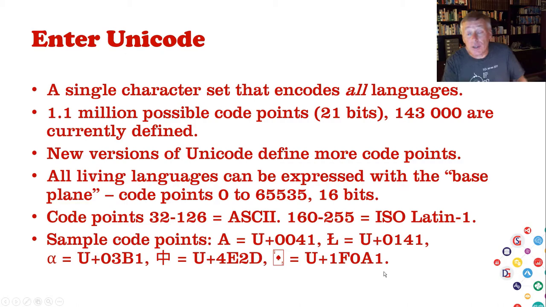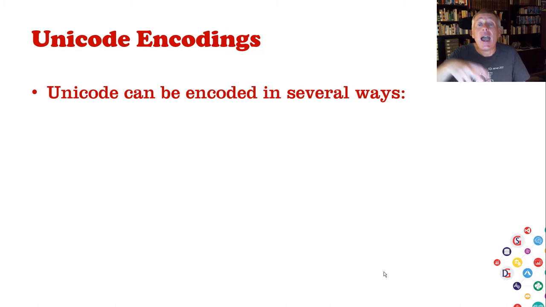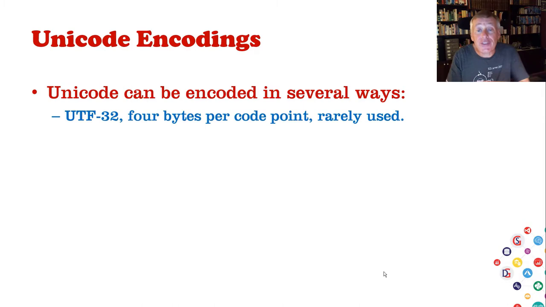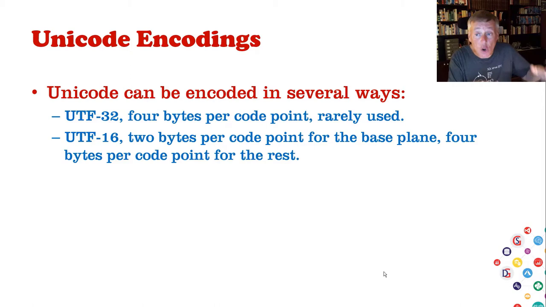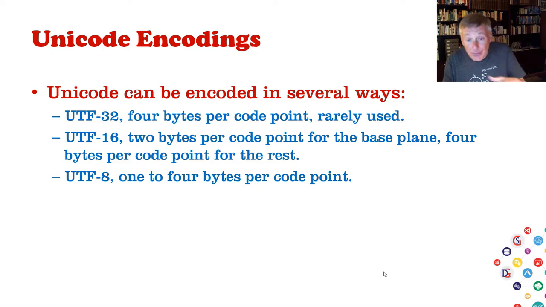Now, this is only the code points. In a computer, they also have to be encoded in some way, and that can be done in more than one way. A very simple way is UTF-32, completely fixed, 4 bytes per code point, but very rarely used in practice. There is also UTF-16, which uses 2 bytes per code point for the base plane, and then 4 bytes per code point for the rest. And exactly how that works, we're going to see later. And there's also UTF-8, very popular in some circles, which uses 1 to 4 bytes per code point. We're also going to look at that in a little more detail later on.